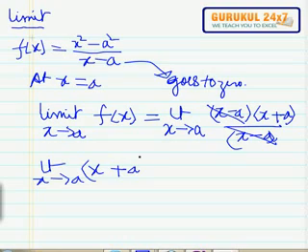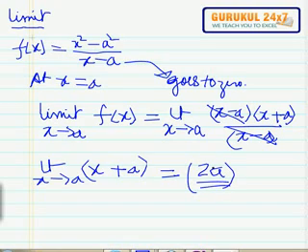Now as we can see, the denominator is not 0 now. The 0 in the denominator is gone. So I can plug in the value at x equal to a. So I'll get this value as 2a. So the value the function approaches at x equal to a is 2a.